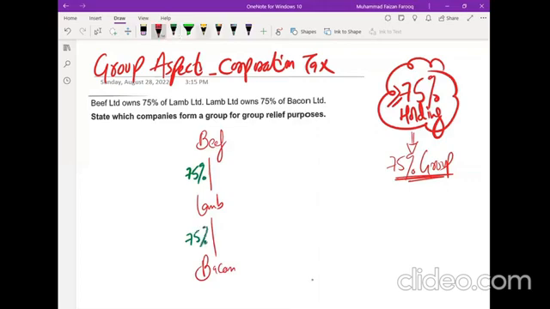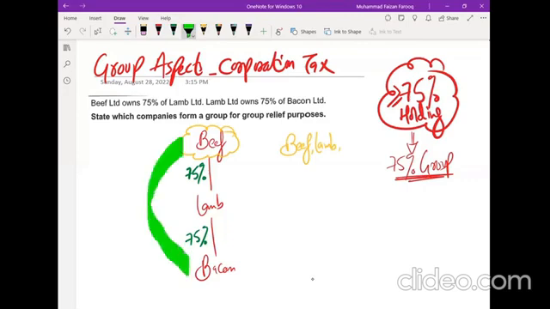What are we considering now? First, we are talking about Beef. Beef has 75% holding in Lamb. Are they a 75% group or not? Yes. Beef and Lamb. And what about Bacon? How can we check how much holding Beef has in Bacon?